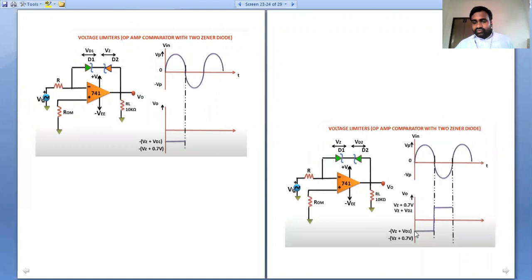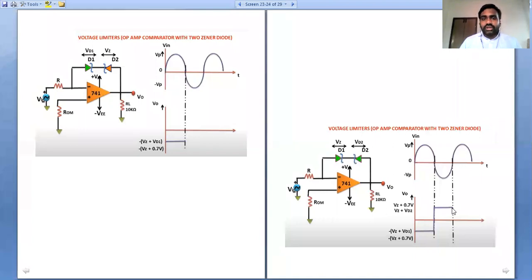See here, there is a swing in the output voltage. The output voltage is swinging from minus of Vz plus 0.7 volts to Vz plus 0.7 volts. So this swing in the output voltage has to be eliminated. That's why, to restrict the device, it has to be limited either with a positive output voltage limiter or with a negative output voltage limiter.